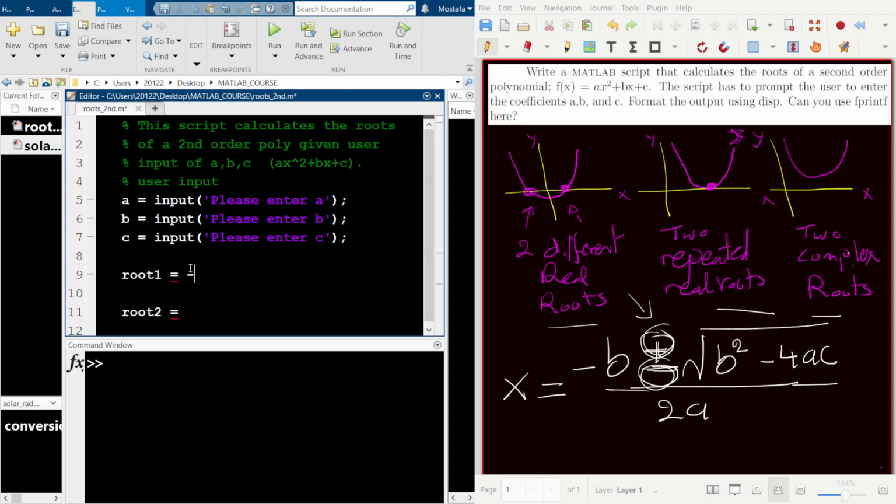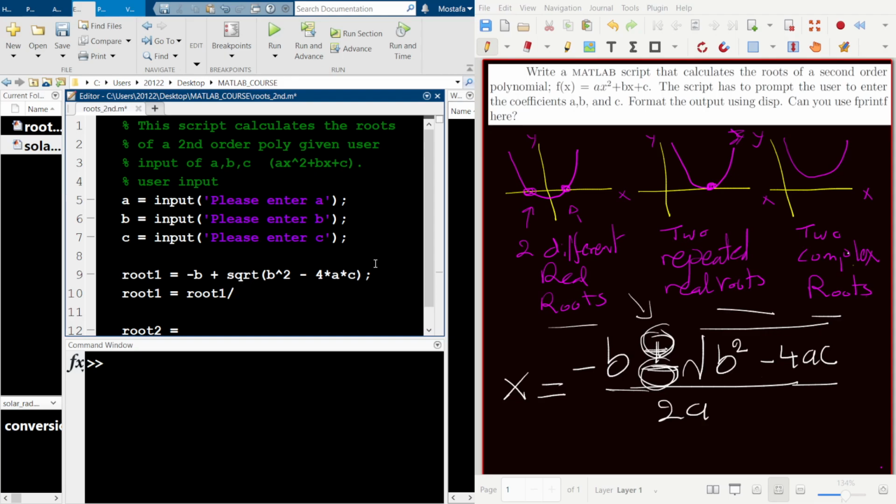So root 1 will be negative b plus sqrt of b squared and then minus 4 times a times c. So that's basically the first root. I can actually do this in two steps. In the first step, I will calculate the numerator, as you see here. And in the second step, I can take the previous numerator and divide it by 2 times a.